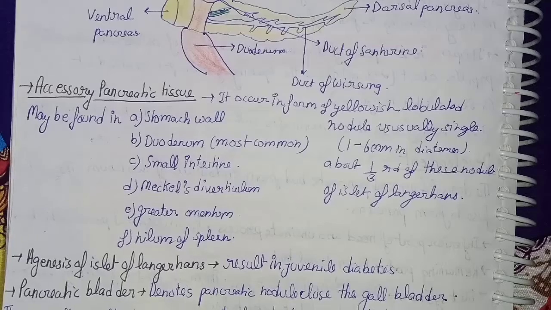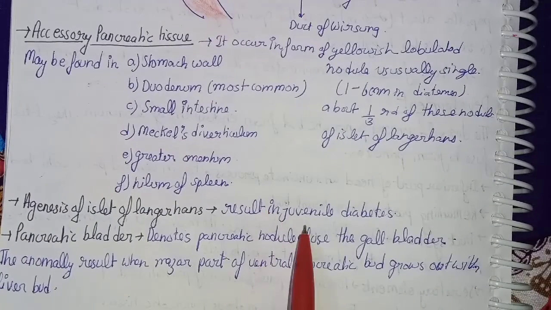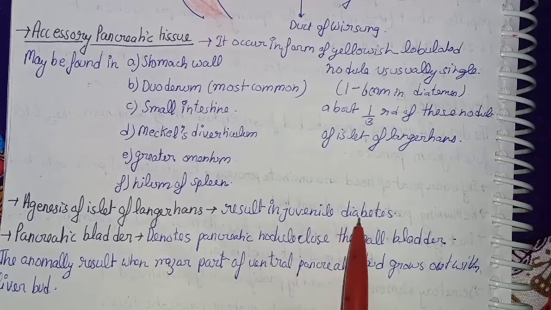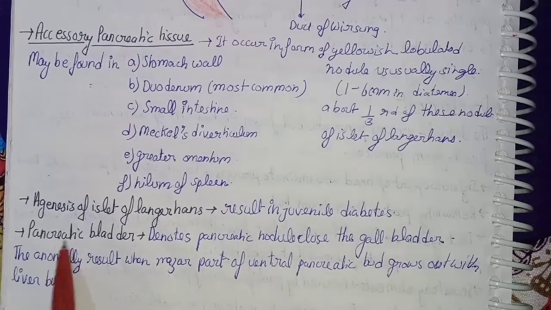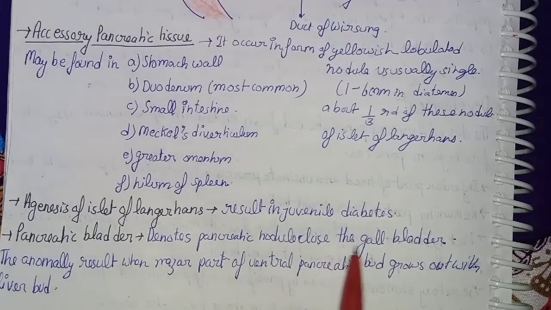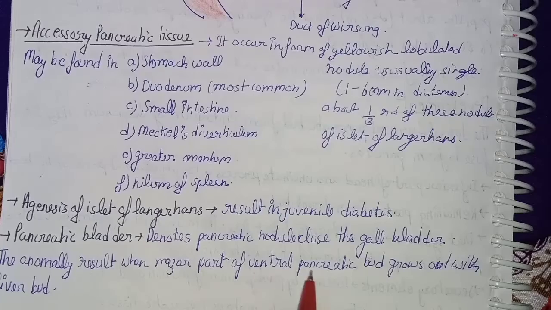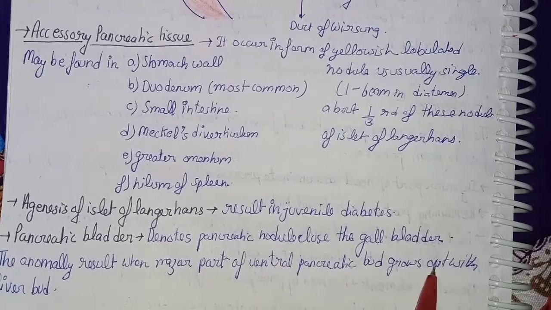Now coming to agenesis of the islets of Langerhans, which results in juvenile diabetes. Now coming to the pancreatic bladder. It denotes a pancreatic nodule which encloses the gallbladder. The anomaly results when the major part of the ventral pancreatic bud grows out with the liver bud.